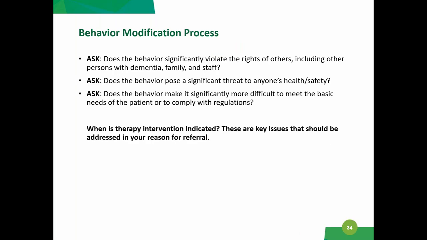So in the behavior modification process, we want to ask, does the behavior significantly violate the rights of others, including other persons with dementia, facility, and family staff? Ask, does the behavior pose a significant threat to anyone's health or safety? And does the behavior make it significantly more difficult to meet the basic needs of the patient or to comply with regulations? So when is therapy indicated? I think when the answer is yes to some of those questions right there.